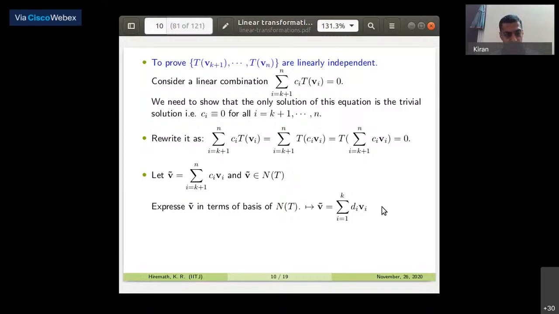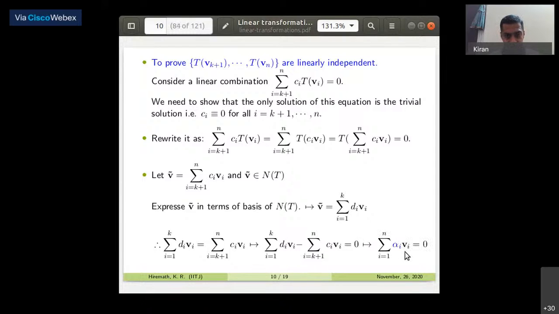Now I have two representations for v tilde. One is in terms of its basis elements and the other I'm obtaining from my assumption. So from here, we can say that this difference must be equal to 0. Let us write it in a compact form. Summation alpha i vi, i from 1 to n is equal to 0. Alpha 1 to alpha k are my di's, and then alpha k plus 1 till alpha n are my minus ci's. So are you with me here? I'm just rewriting it here.